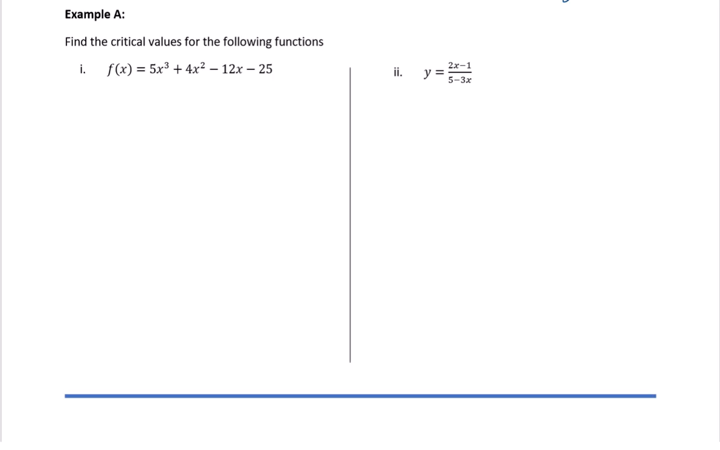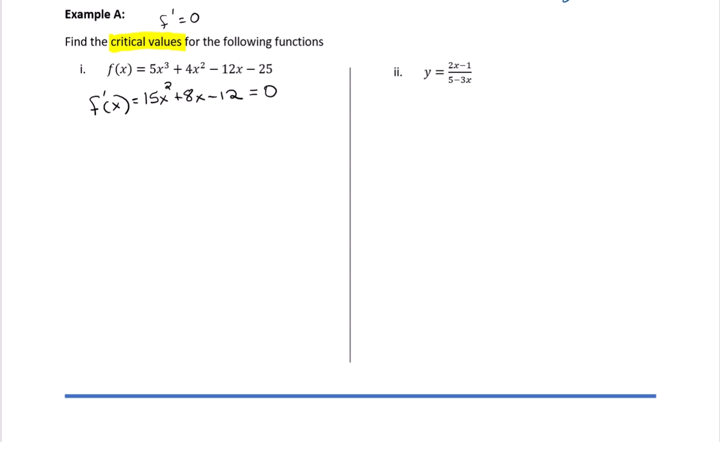So notice in the first example, that function f of x is a polynomial. So we're not going to have any jumps or sharp corners or anything because it's a nice, smooth, continuous graph. So the first derivative will be defined everywhere. That means we need to find our critical value by looking to see where the first derivative is 0. So let's find the first derivative, which is 15x squared plus 8x minus 12. And we need to know when this equals 0.